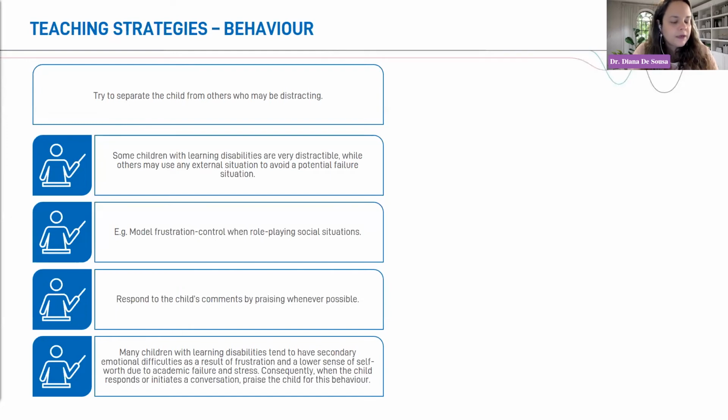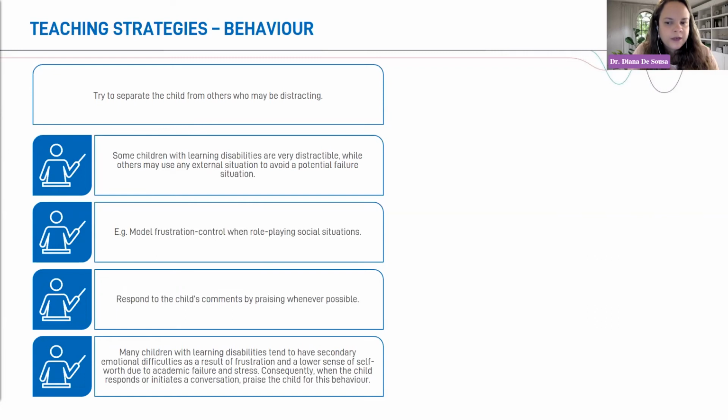So as I've highlighted before, many children tend to have secondary emotional difficulties and they have a lower sense of self. So it's important when a child does, for example, initiate a conversation or does answer a question in class, that they are praised for taking that initiative and wanting to contribute to the class discussion, for example.